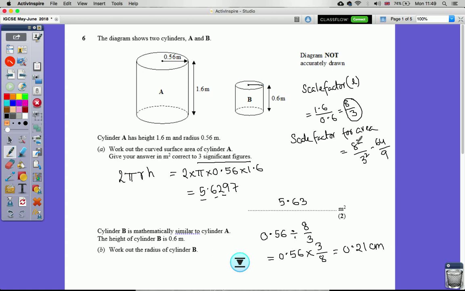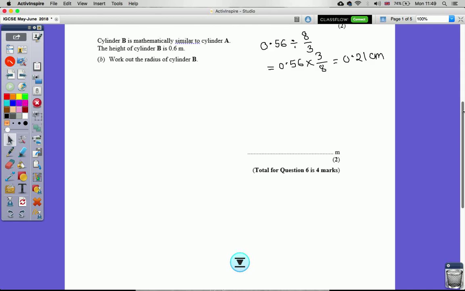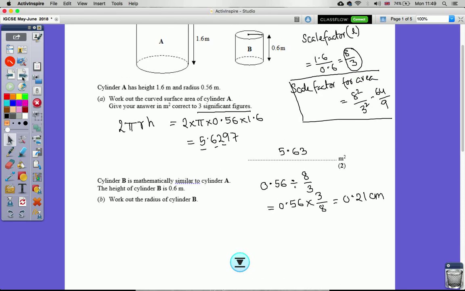Now here they haven't asked us to work out the area, but if you wanted to work out the curved surface area of the smaller cylinder, then you should have used this scale factor, which is the scale factor for area. Okay, so that was a nice 4-mark question, right? Now we move on to the next question.